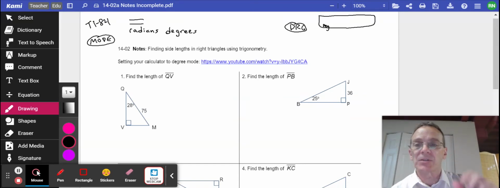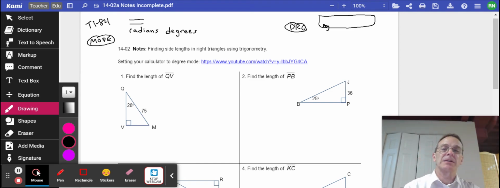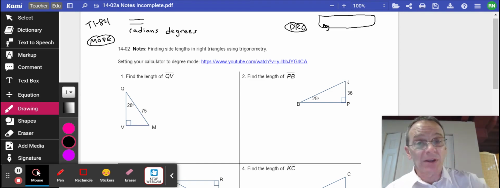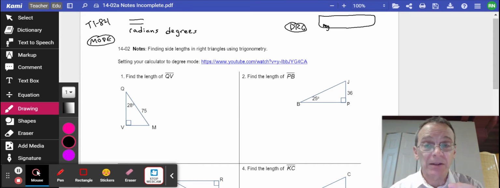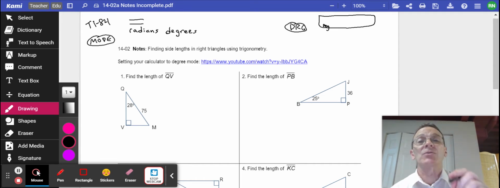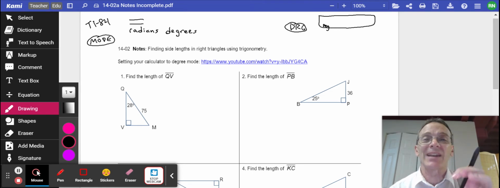Hey, this is lesson 14-2, trigonometry. We're going to learn how to find missing side lengths in right triangles today. But before we get started on that, we're going to need a calculator today, and we're going to make sure the calculator is set up properly.